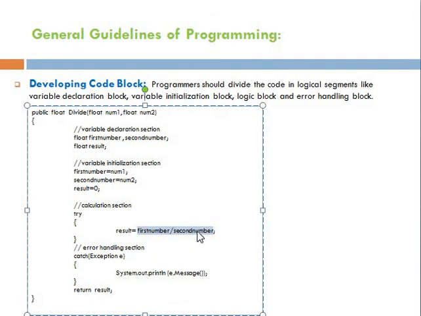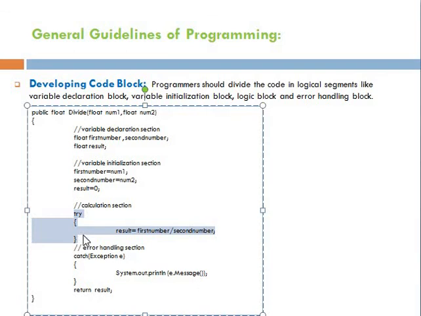And since the value is undefined, the compiler will not be able to assign that particular value to the variable called result. So this part of the statement brings the division by zero error, and immediately that division by zero error shall be brought to the notice of this catch block, and the catch block shall handle that particular error by giving a suitable message to the user.